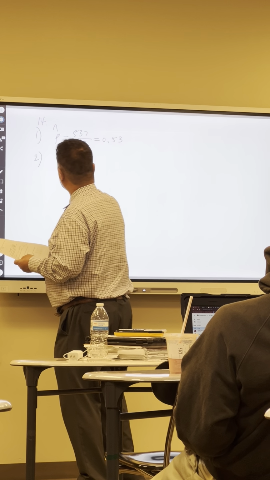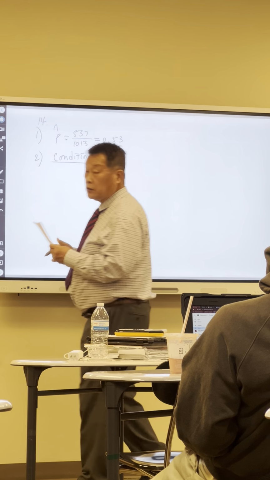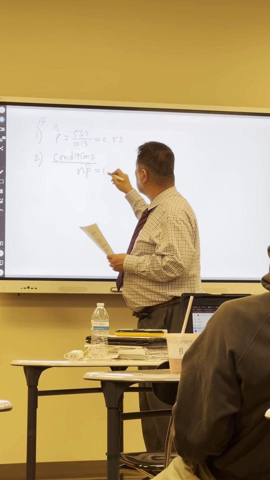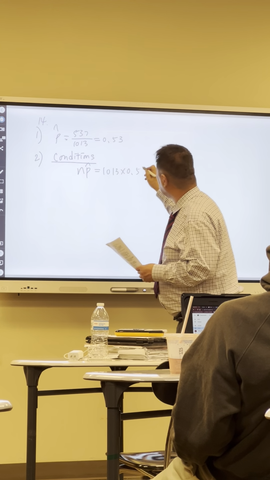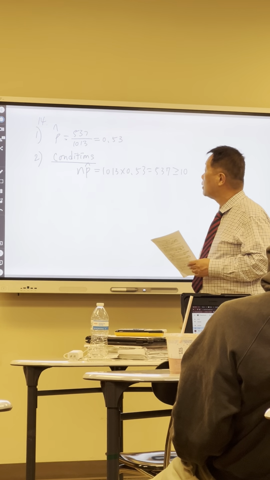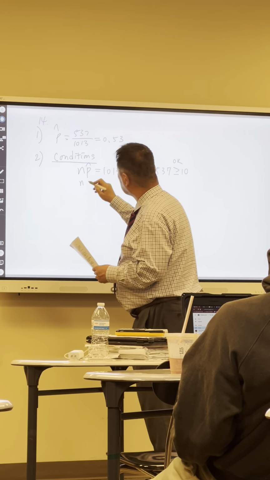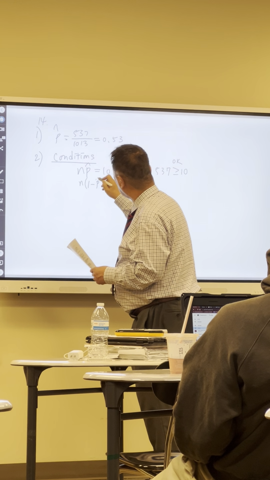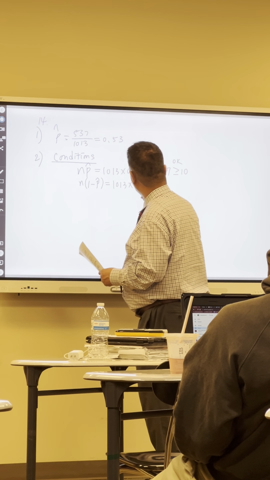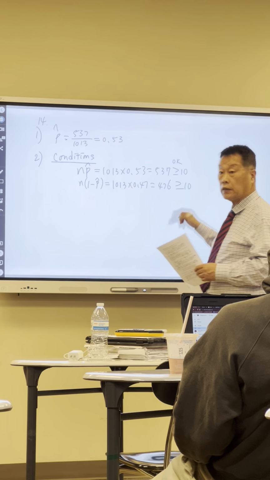Also, you gotta check the conditions of our assumption. Conditions are what? If you're doing the proportion, you gotta multiply n times p. So 1013 times 0.53, you have 537, okay? It should be greater than or equal to 10, and this is okay. The second condition, or assumption, is n times 1 minus p. That'll be 1013 times 0.47, 476, and greater than or equal to 10. This is what you're checking.